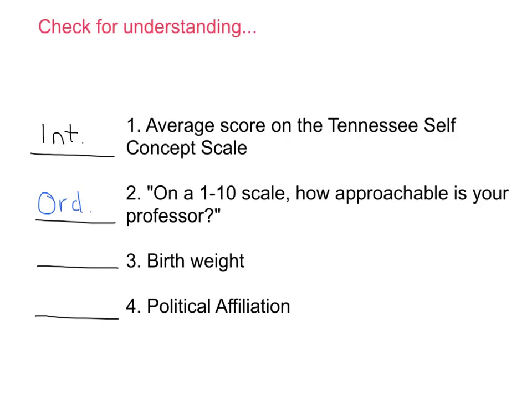Birth weight is measured in pounds, it's measured in kilograms. If the baby is 0 pounds, then the baby doesn't actually exist. So as a consequence, this is going to be a ratio level of measurement. And then finally, political affiliation, depending on where you fall on the political spectrum, being either Democrat, Republican, independent, or no affiliation, these are all just groups, but there's no ranking or inherent order to them, so this is going to be a nominal level of measurement.